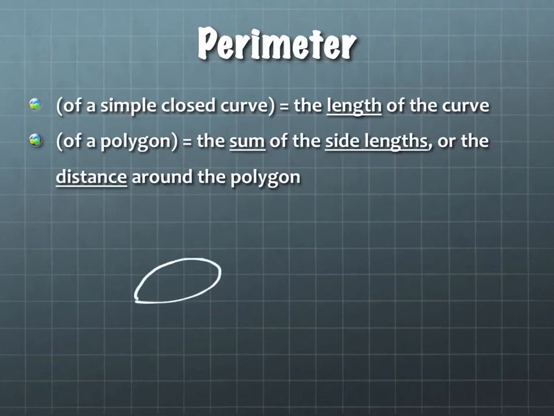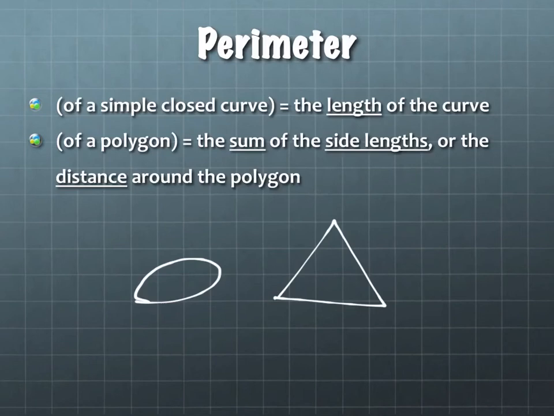So this image is something we could take a perimeter of. It's like a pothole or something. It's an egg. This image is something we could take the perimeter of. Simple, and it's closed. And it's the length of the curve. If we measured all of those pieces, or the full piece around, or whatever you're describing it as, the perimeter of a polygon specifically would be the sum of the side lengths, or the distance around the polygon.